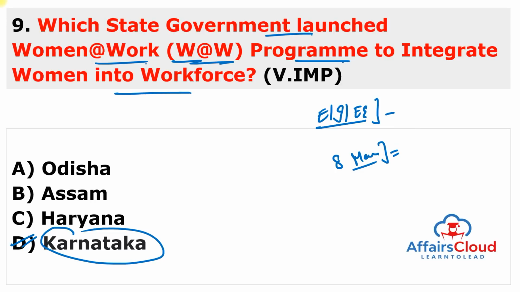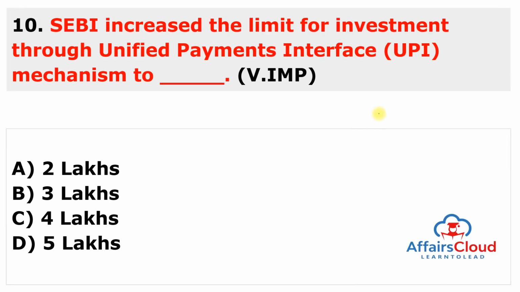So remember, this is Karnataka, Chief Minister is Basavaraj Bommai and Governor is Thawarchand Gehlot. Moving to next question.